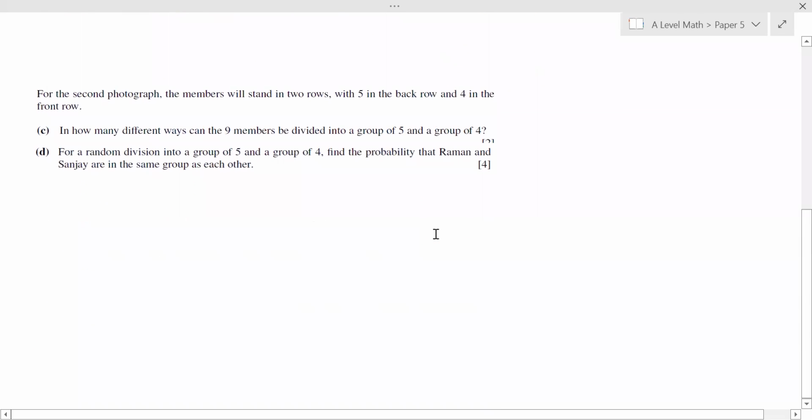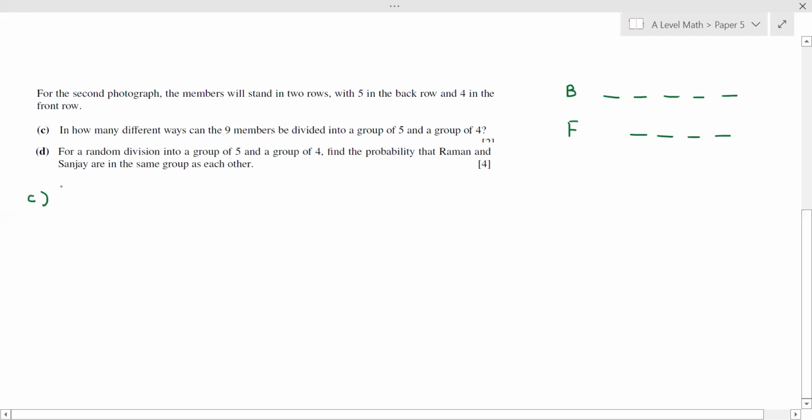For the second photograph, members will stand in 2 rows with 5 in the back row and 4 in the front row. So for the back row, there are 1, 2, 3, 4, 5, and for the front row, there are 4 of them.